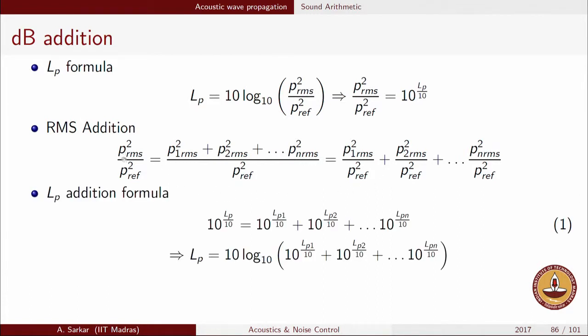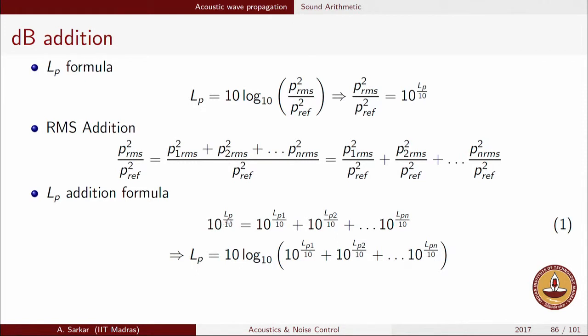And now we refer to this part of the formula where we realize that the ratio of the mean square with reference to the reference square is going to be 10 to the power LP by 10. So, 10 to the power LP by 10 is going to be 10 to the power LP1 by 10, which is P1 RMS square by P ref square and so on. So, therefore, this is the addition formula in terms of LP.